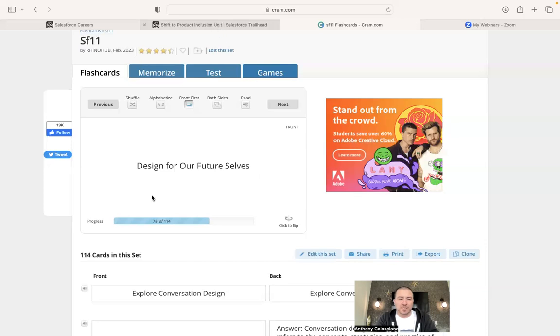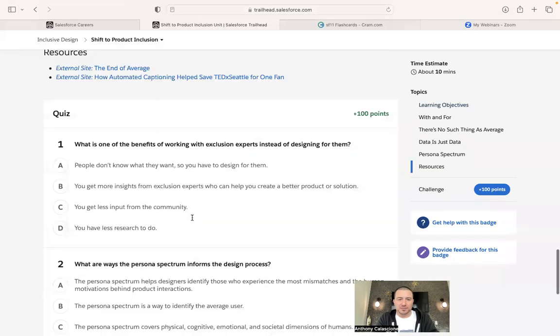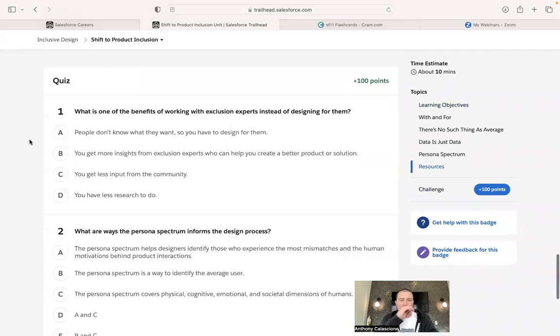All right, let's answer some questions. What is one of the benefits of working with exclusion experts instead of designing for them? People don't know what they want, so you have to design for them. Okay. You get more insights from exclusion experts who can help you create a product or solution. You get less input from the community, you have less research to do. So C and D are obviously not good answers.